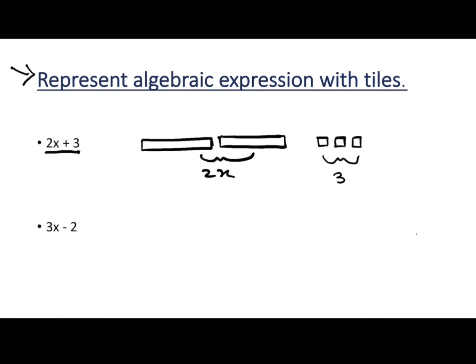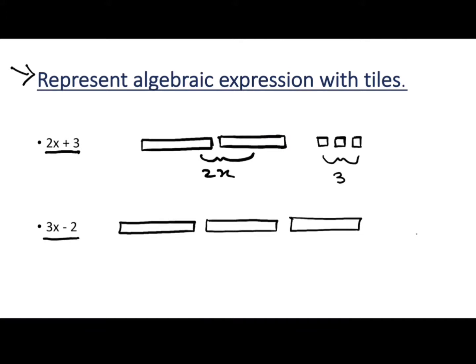Now for the second one, again we have positive 3x. So we simply draw 3 positive rectangle tiles. So this is for 3x. Now next we have negative 2x, right? Here for negative 2x we have darker tiles, so this represents negative 2. Let me use negative 1.